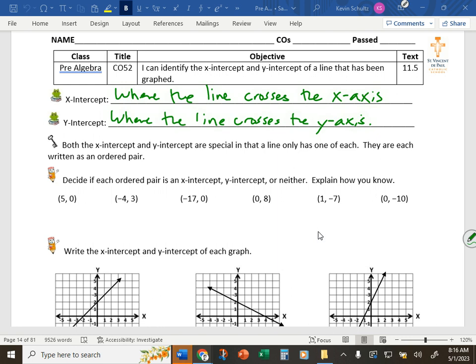And there are certain hints that ordered pairs can give us as to whether it is representative of an x-intercept, a y-intercept, or someplace else on the graph. For example, (5, 0), this first ordered pair here. Think about where that would be on the coordinate plane. Is that an x-intercept? Is it on the x-axis? Is it a y-intercept? Is it on the y-axis, or is it someplace else? Think your Battleship days. Okay, (5, 0). Where is that on the coordinate plane? On the x-axis, on the y-axis, or someplace else?